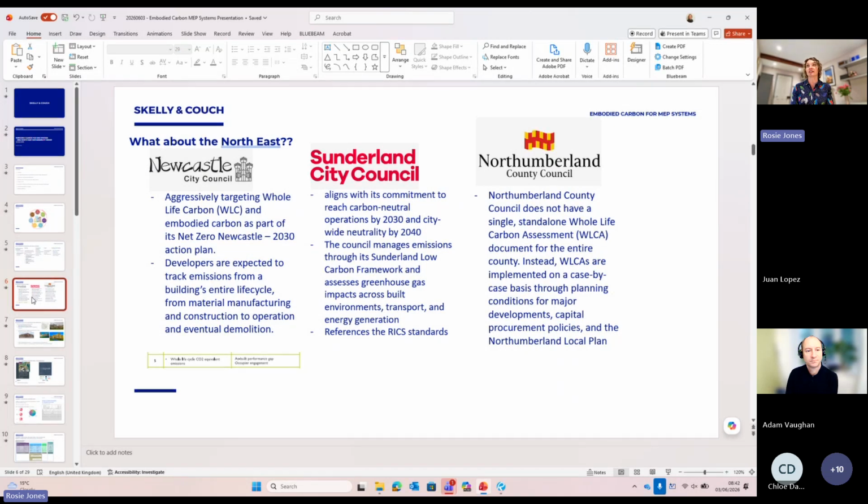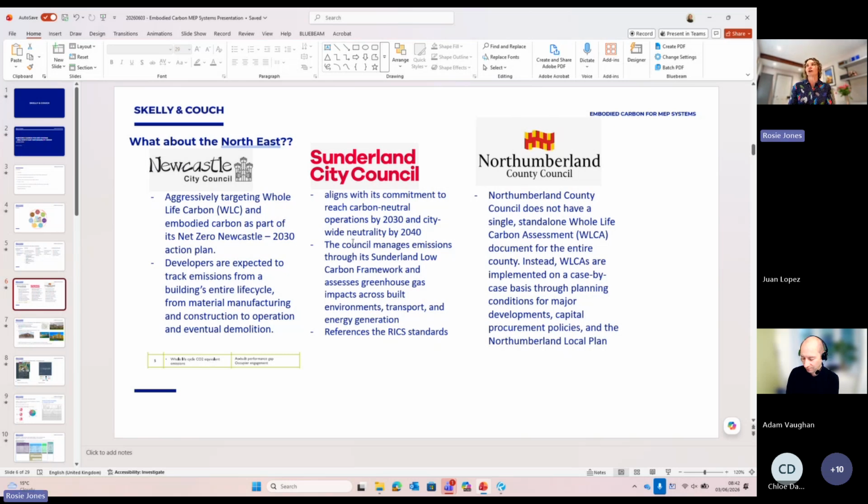So Newcastle City Council are explicitly asking for a whole life CO2 equivalent emissions assessment on any major developments. I think it's fair to say, though, that it's not the top of their priority list when they then go to review the planning submission.